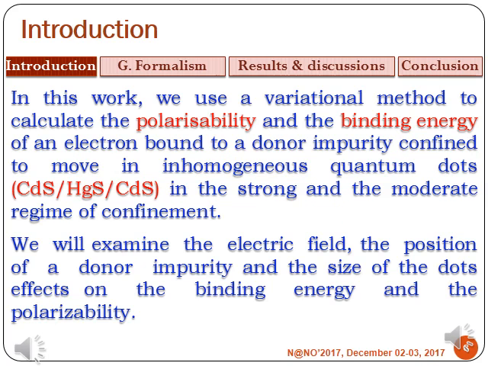In this work, we used a variational method to calculate the polarizability and the binding energy of an electron bound to a donor impurity confined to move in an inhomogeneous quantum dot based on CdS and HgS in the strong and moderate regimes of confinement. We will examine the effects of the electric field, the position of the donor impurity, and the size of the dot on the binding energy and the polarizability.